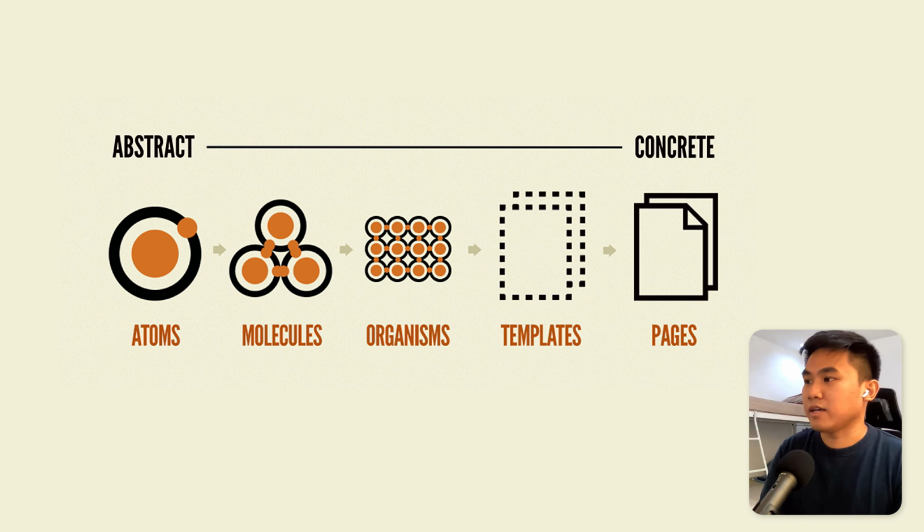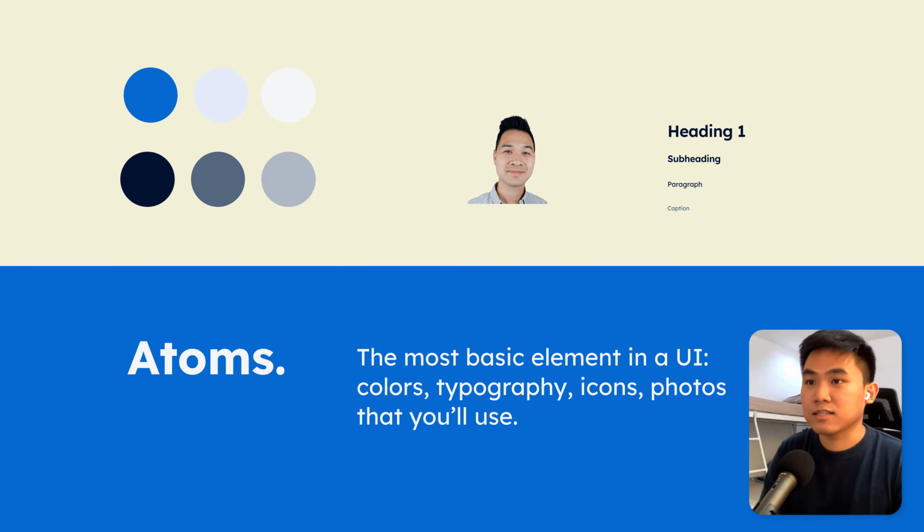So first are the atoms. So if you remember your science class, atoms are the most basic element of matter in the same way that it is the most basic element in a UI. So in a UI, these are usually the colors, the typography, pictures or illustrations, and icon set that you'll use in your UI. So basically, these are the most bare minimum elements that are needed in your interface.